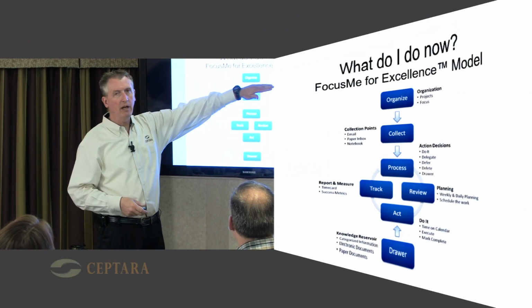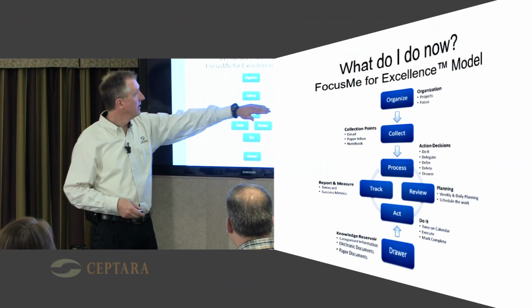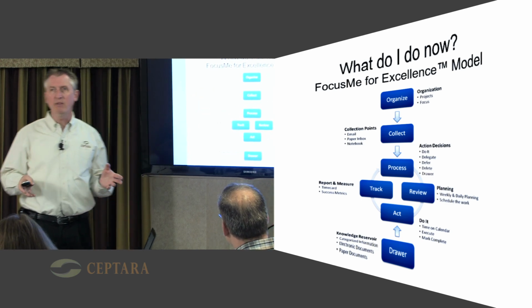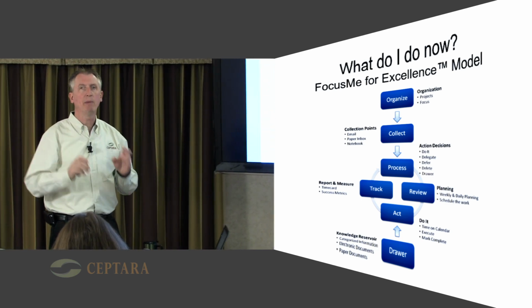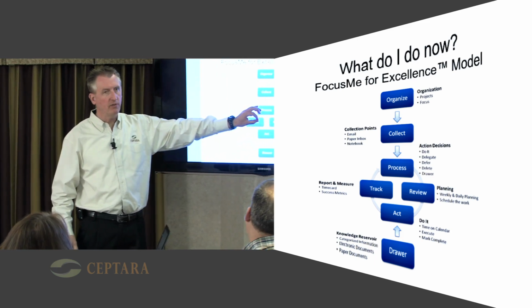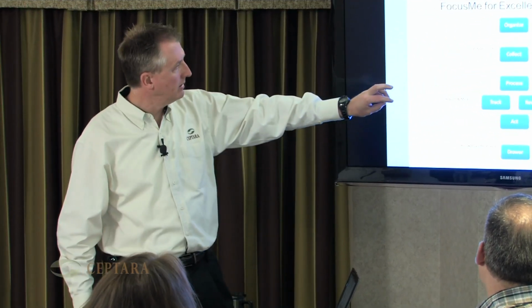The FocusMe for Excellence model starts with getting organized. Getting organized is all about developing your project list, and we'll talk about your focus list, which helps you essentially identify your workflows. Your collection points, which is identifying all the places in your life that collect things that you have to pay attention to. Then processing, the 5 Ds: do it, defer it, delegate it, delete it, put it in the drawer.